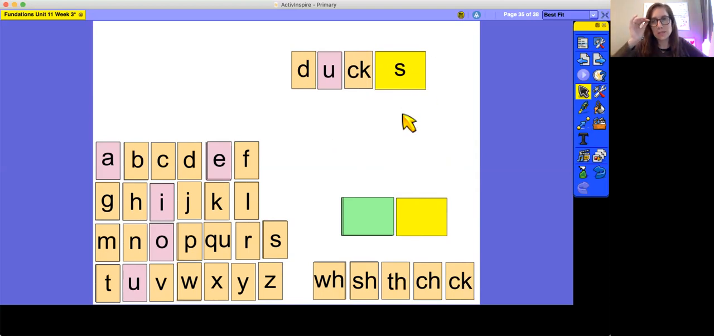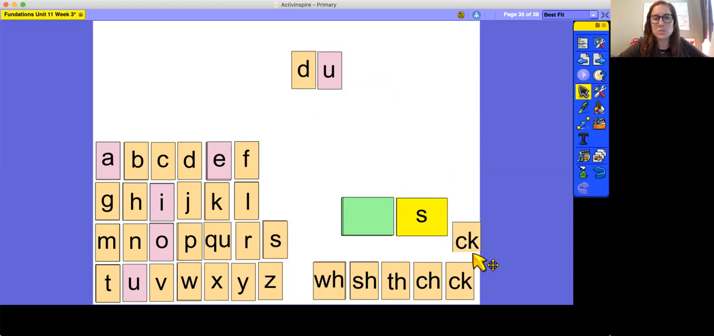This word is an example of why it's so important to build the base word first. Because if we listen to the word ducks, it sounds like the X sound, x, but it's actually the base word duck, and then your suffix S, ducks. Remember, we always want to build the base word first. So CK says k, U says u, and D says d.